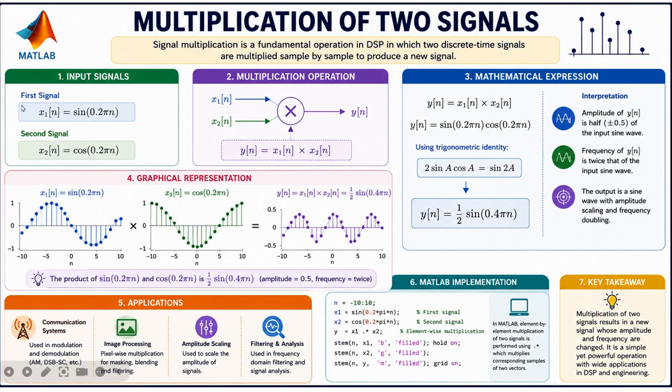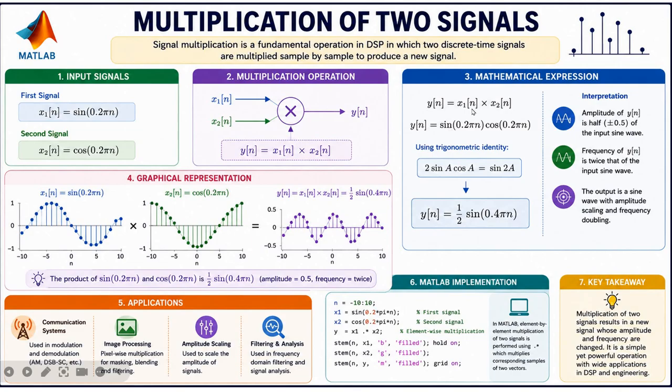Here we will be taking two input signals. The first signal is x1 of n is equal to sine of 0.2 pi n. Second signal is x2 of n is equal to cos of 0.2 pi n. So here we are multiplying the two signals x1 of n and x2 of n to get the output y of n. The mathematical expression is y of n is equal to x1 of n into x2 of n.